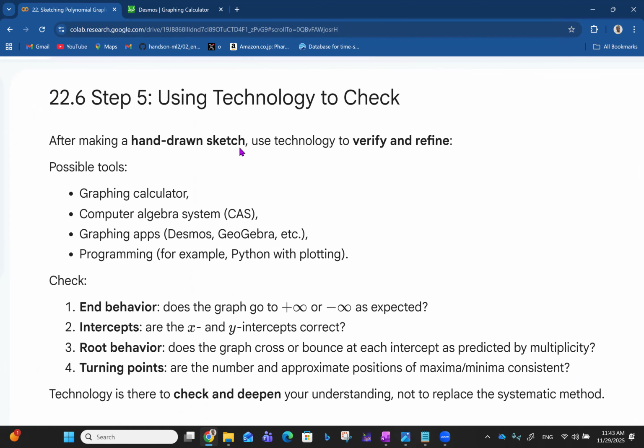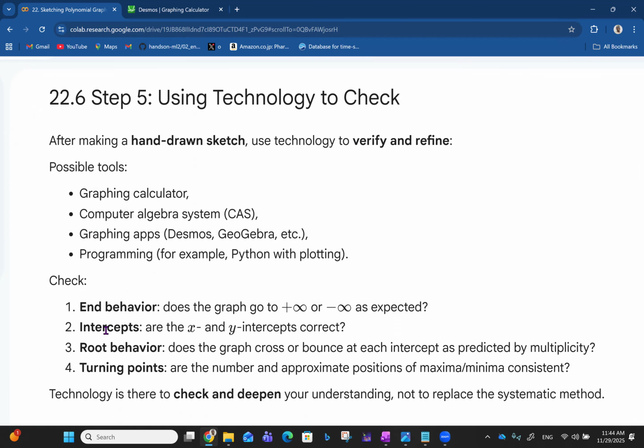So step 5, using technology to check. After making a hand-drawn sketch, use technology to verify and refine. Possible tools include a graphing calculator, a computer algebra system (CAS), and graphing apps like Desmos. I've been using Desmos all the way. Then there's GeoGebra and so on. For programming, for example, you can use Python with plotting. Sometimes I use Python to plot.